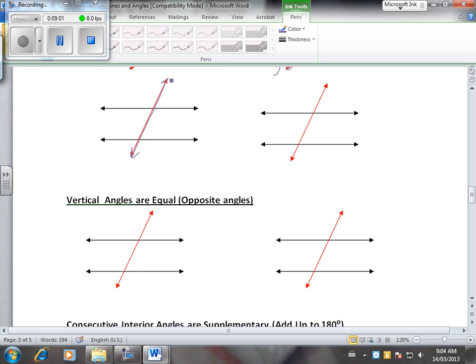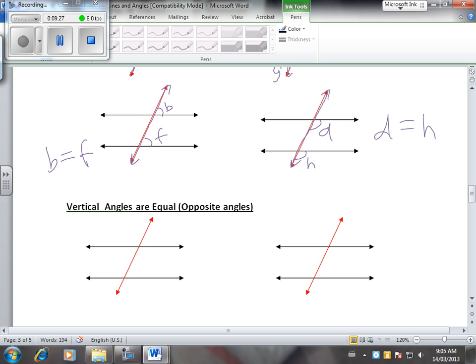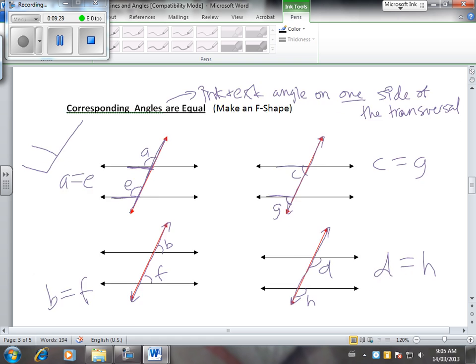And then let's do the right side of the transversal. So there's my transversal. I need an outside and an inside angle. So let's do our outside angle and our inside angle, and those equal each other. And then again on the right side of the transversal, our outside angle will be H because it's outside the parallel lines, and our inside angle will be D because it's inside the parallel lines. So that is, corresponding angles are equal.